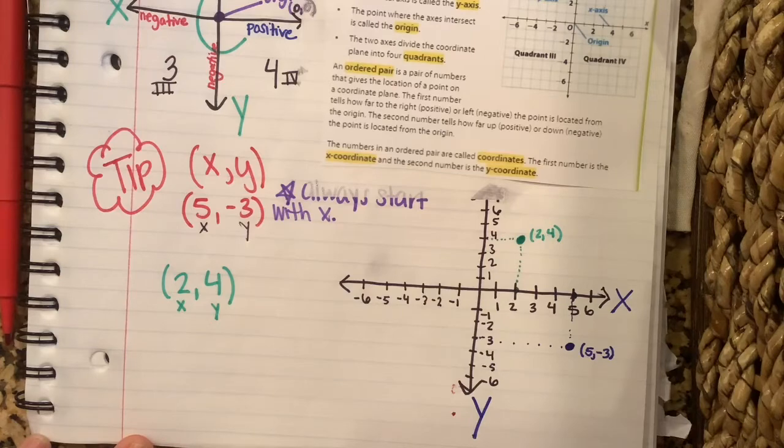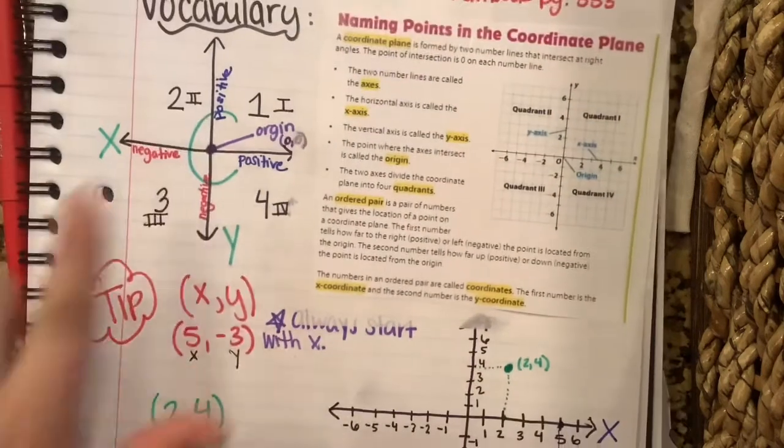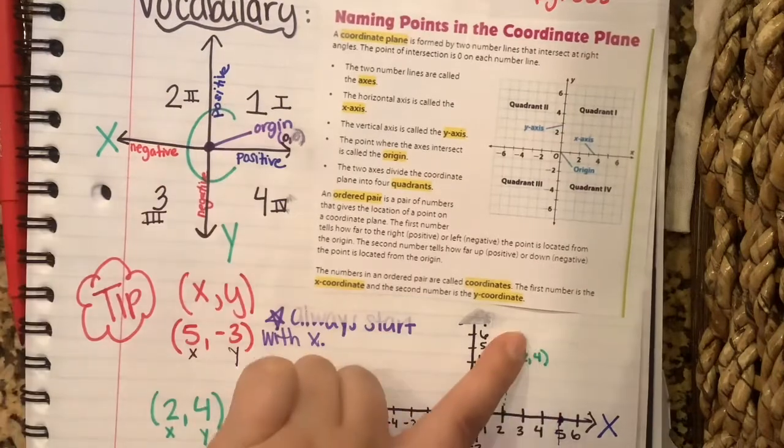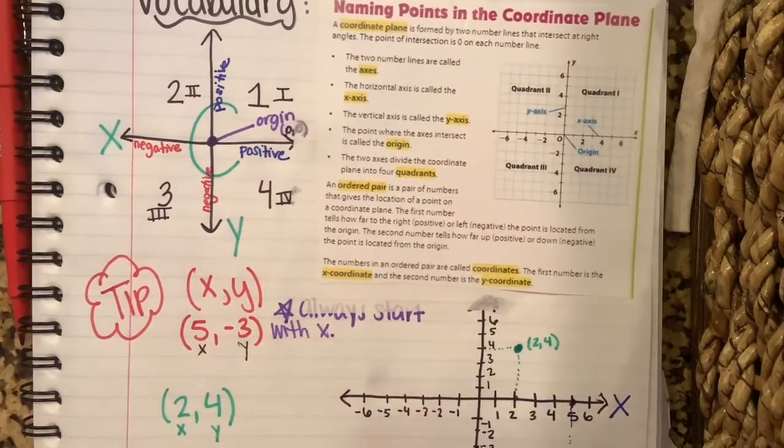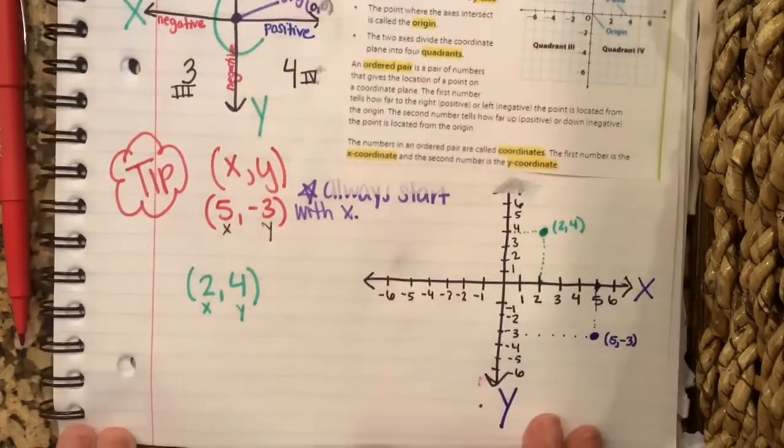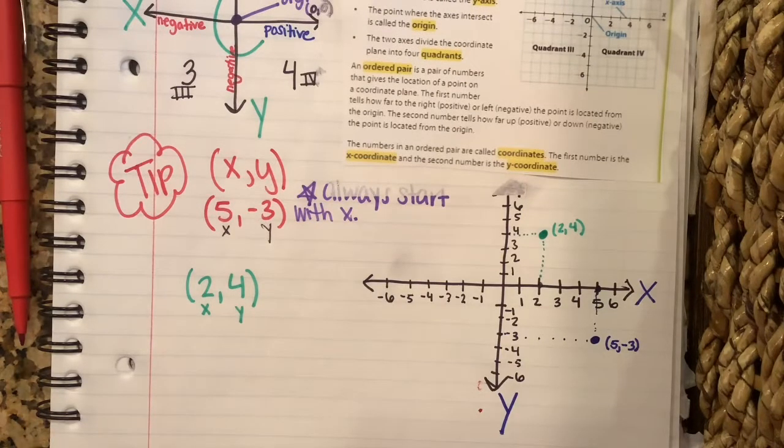Now, if you were asked which quadrant is this ordered pair in, you would say quadrant 1. Quadrant 1, 2, 4, and they're both positive. Let's try one more ordered pair to practice our graphing.